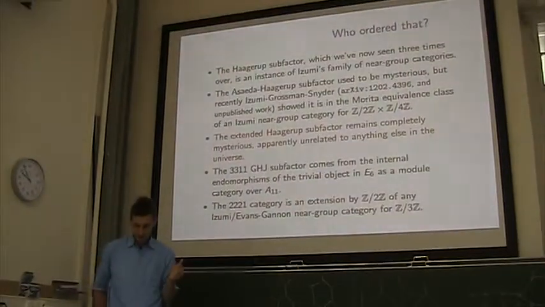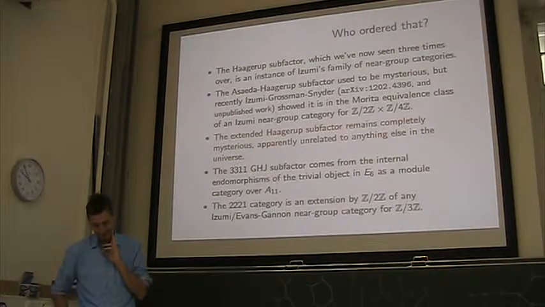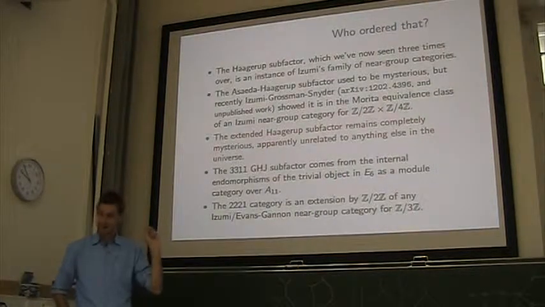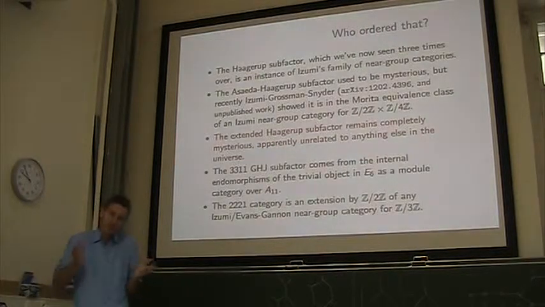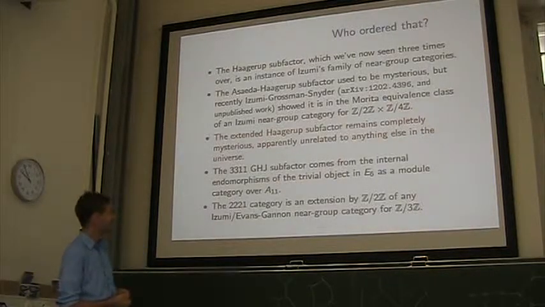So the Haagerup subfactor, which we've now seen a bunch of times, it turned up in several different classification results, is an instance of one of those near group categories that I talked about at the beginning, one of Izumi's second family of near group categories. So in some sense we understand it's part of a family that we expect is infinite, and we know how to decide if each given member of that infinite family exists or not. What's that group?